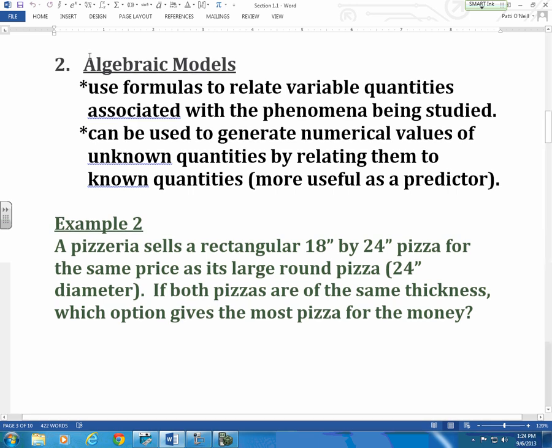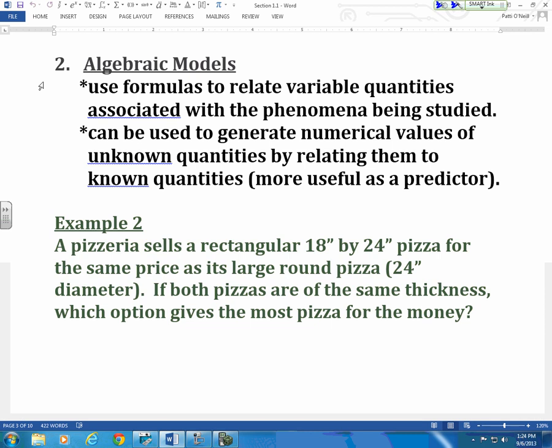So that takes care of the numeric model. The next is the algebraic model. And the algebraic model is something that you guys are really familiar with. You've been using it a lot as you've gone through your previous courses. These are going to be the models that are formula-oriented or equation-oriented. So we're relating variable quantities associated with the phenomena being studied. We can use equations or these algebraic models to generate numerical values.